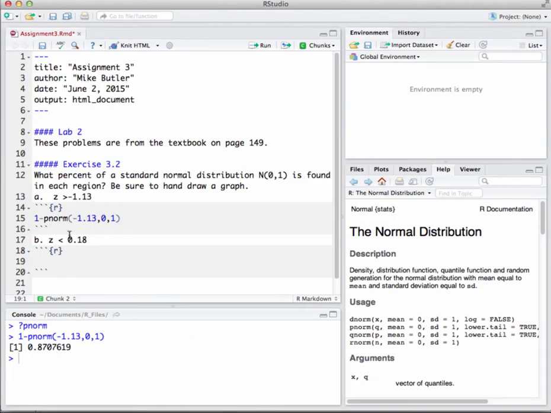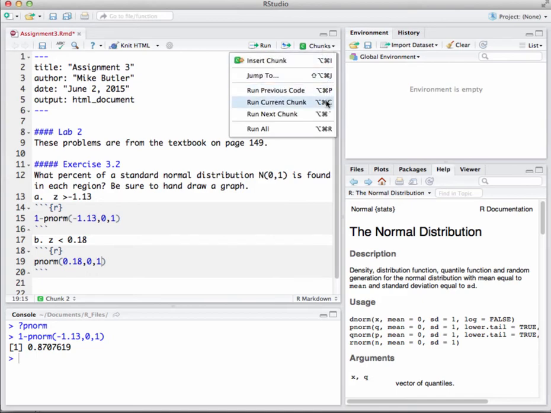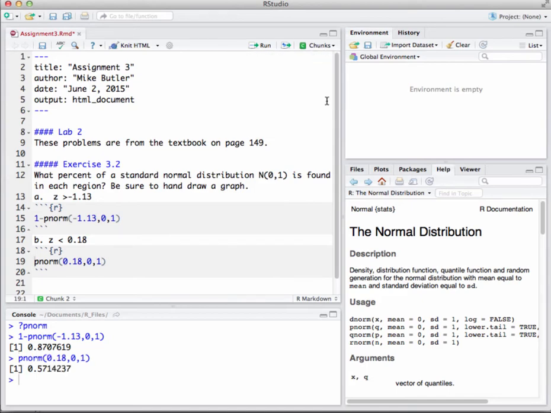So in our R chunk here, we're going to put in p-norm 0.18, comma 0, comma 1. All right. And again, let's go ahead and just run that chunk to make sure that makes sense. Looking good, yeah, slightly more than 50%.